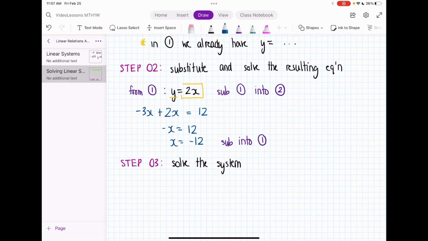So the solving of the system requires another substitution where we sub back. Where we see x, we now replace it with the negative 12. So we have negative 24. And so our solution, and that is the solution to the system.